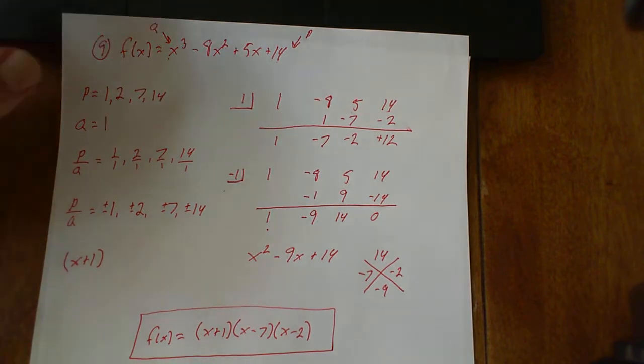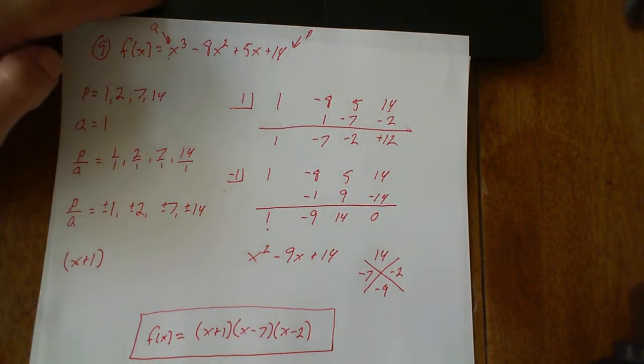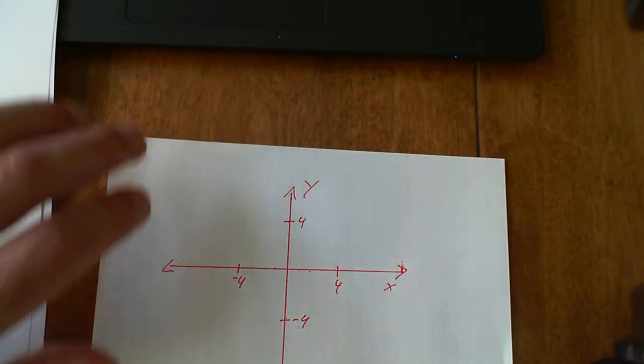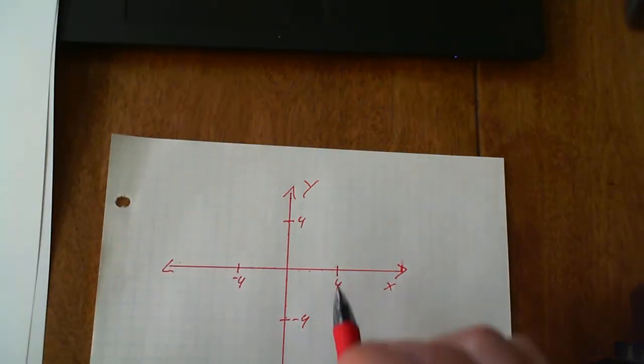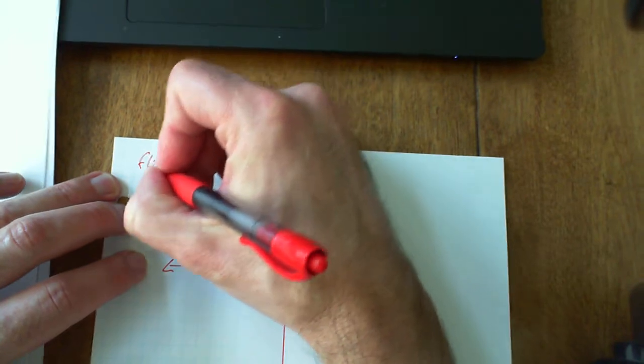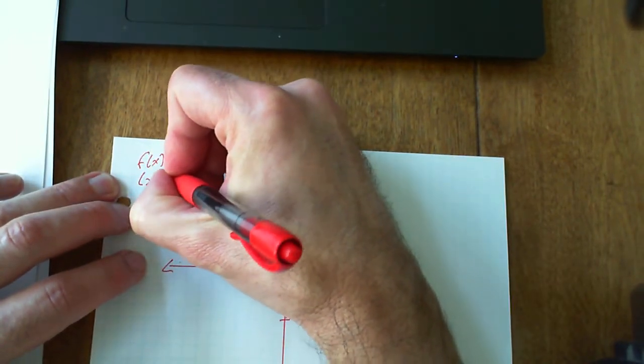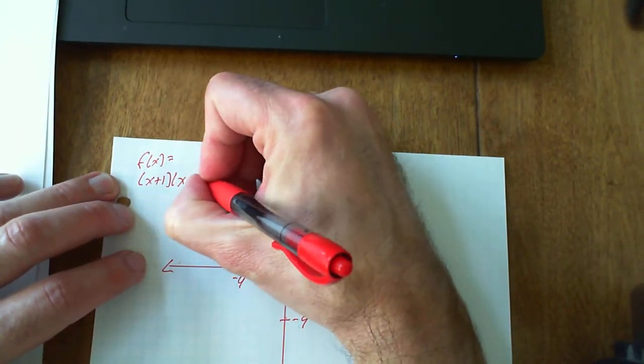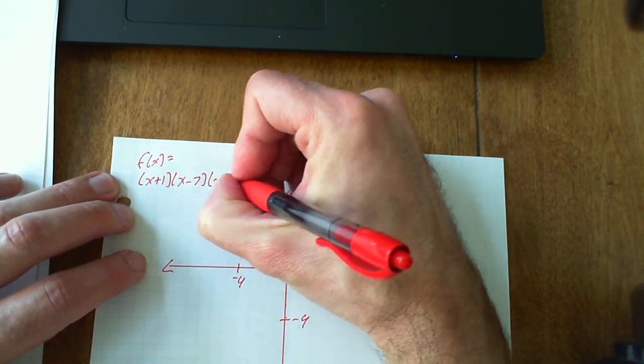Okay, now we have to graph it. So let's go ahead and graph it. I'm going to rewrite the equation here. F of x equals (x plus 1)(x minus 7)(x minus 2).